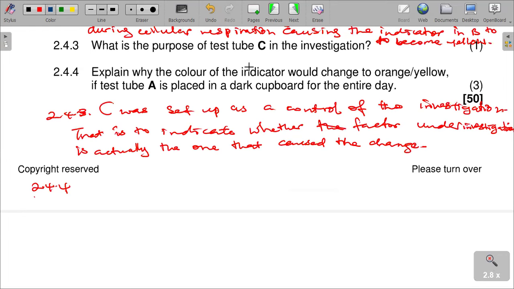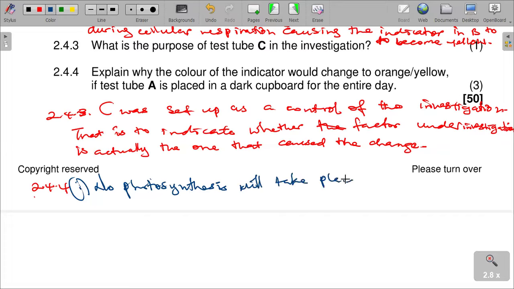So what we need to know is that, one, no photosynthesis will take place due to lack of what? Due to lack of light. That is the first thing that we need to understand. No photosynthesis will take place because it is in a dark place, due to lack of light.